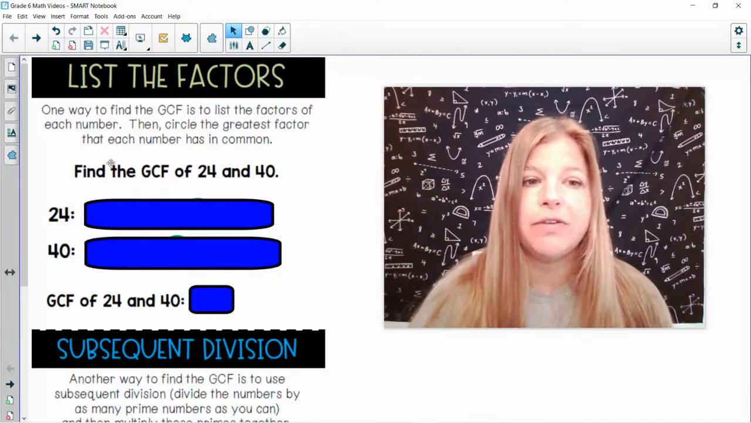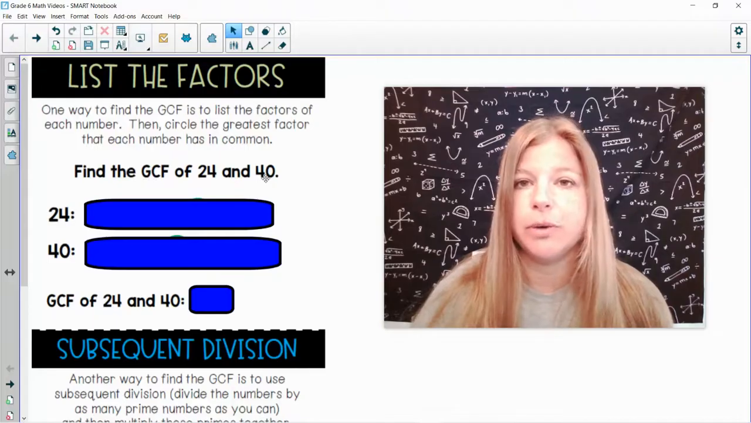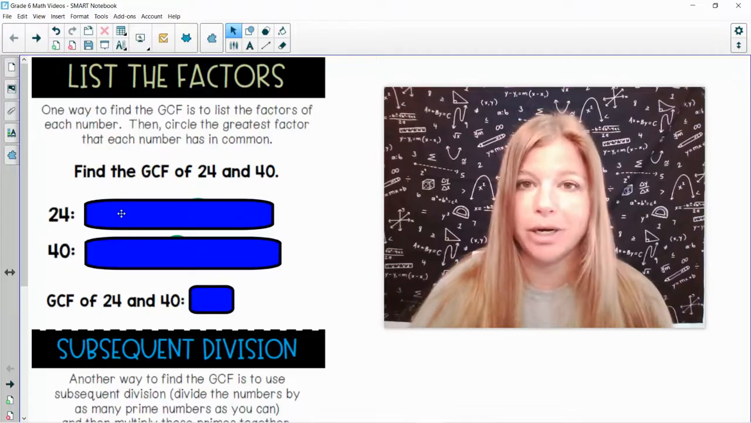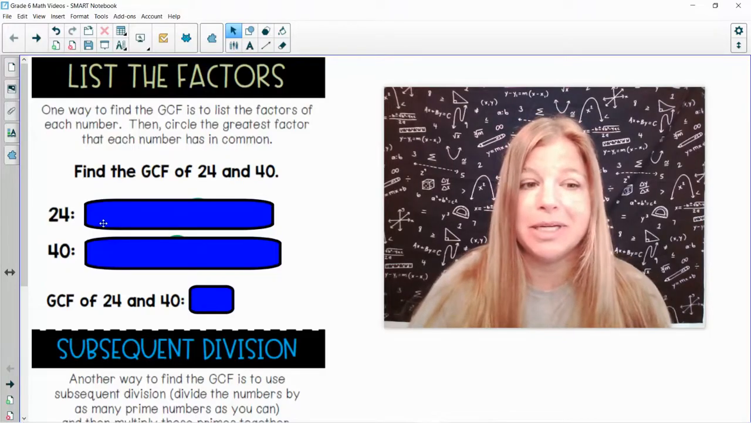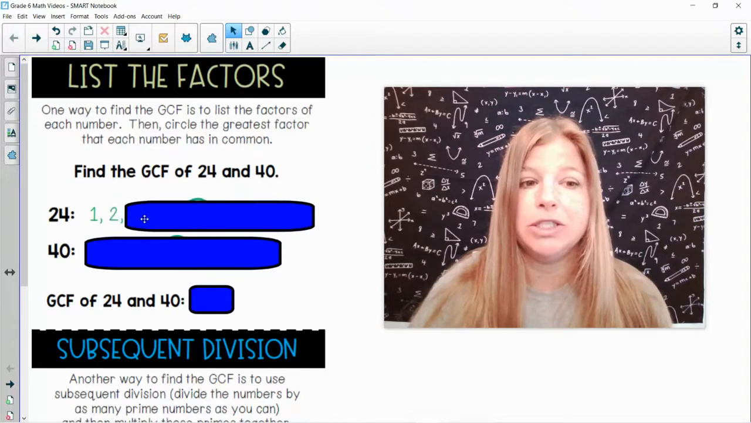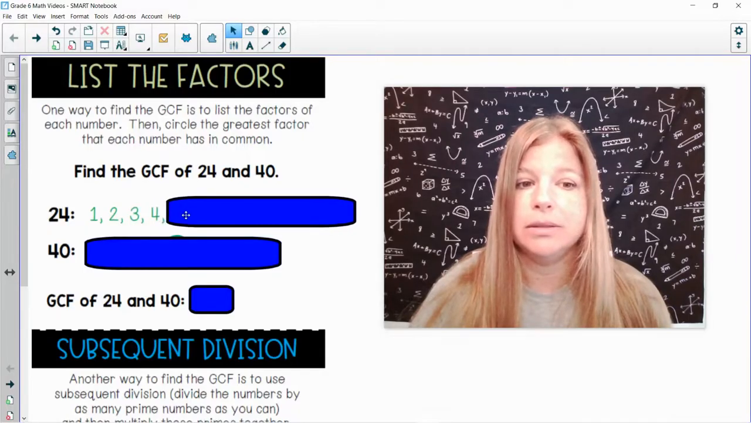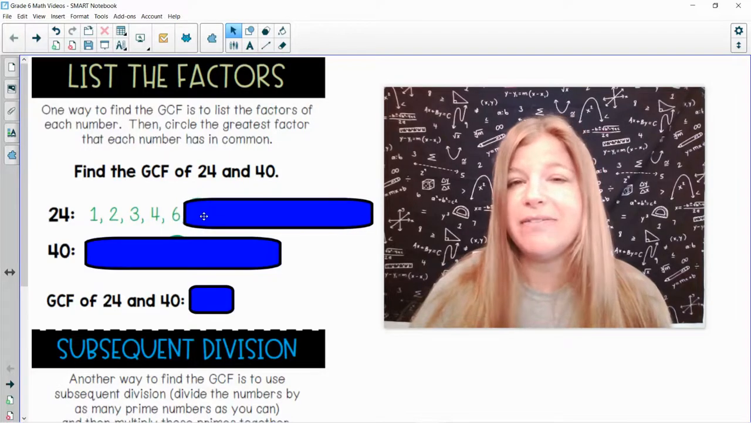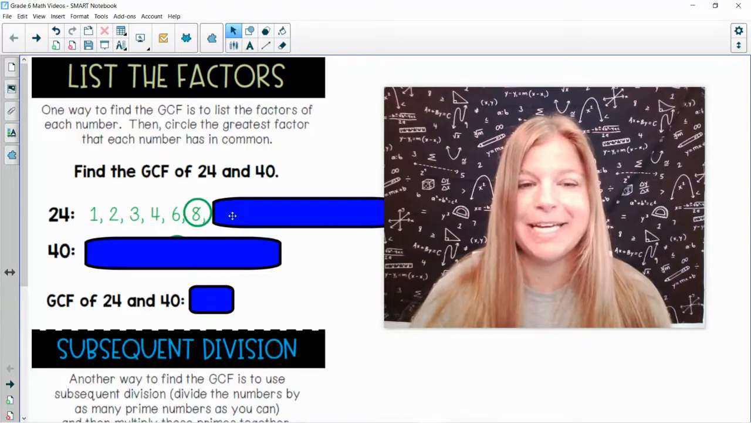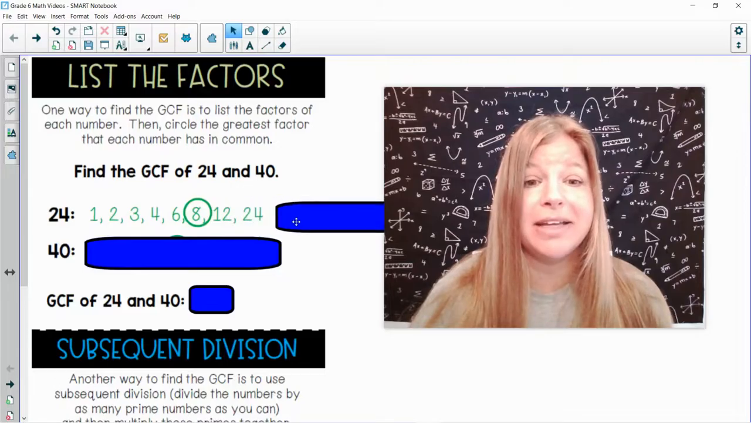So if I said to you, find the greatest common factor of 24 and 40, the first thing you'd want to do is start to list all the factors of 24 in order. So the first factor of any number is 1 because 1 divides into 24. The next one would be 2. 2 goes into 24. 3, 4. Does 5 go into 24? No. Does 6? Yes. 7? No. 8? Yes. I already have it circled, but just hang tight. 9, no. 10, no. 11, no. 12, yes. And then 24.